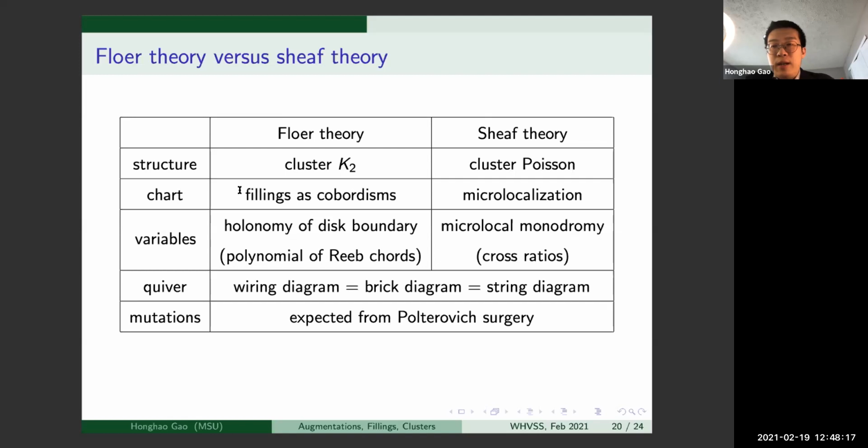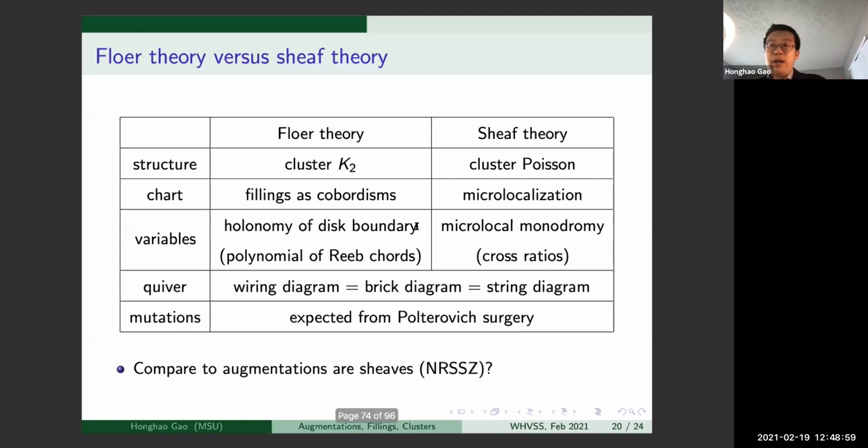However, on the sheaf side, you use microlocalization and think about sheaves that are supported on a Lagrangian brane. And in that case, you compute the cluster variables as microlocal monodromies of certain one cycles on the Lagrangian. And you often see that as a cross ratio. And these are also different because microlocal monodromies are one cycles on the Lagrangian surface, whereas holonomy of the disk boundaries are relative one cycles on the Lagrangian surface.